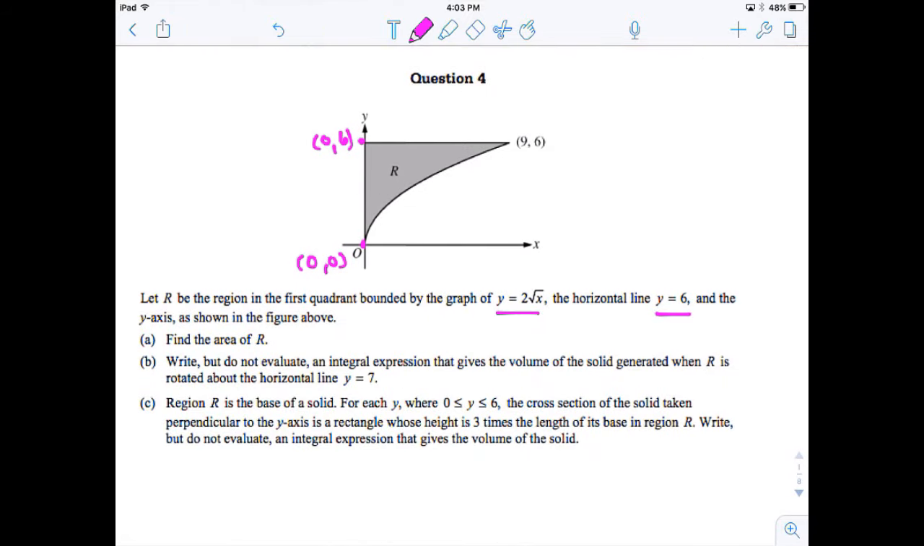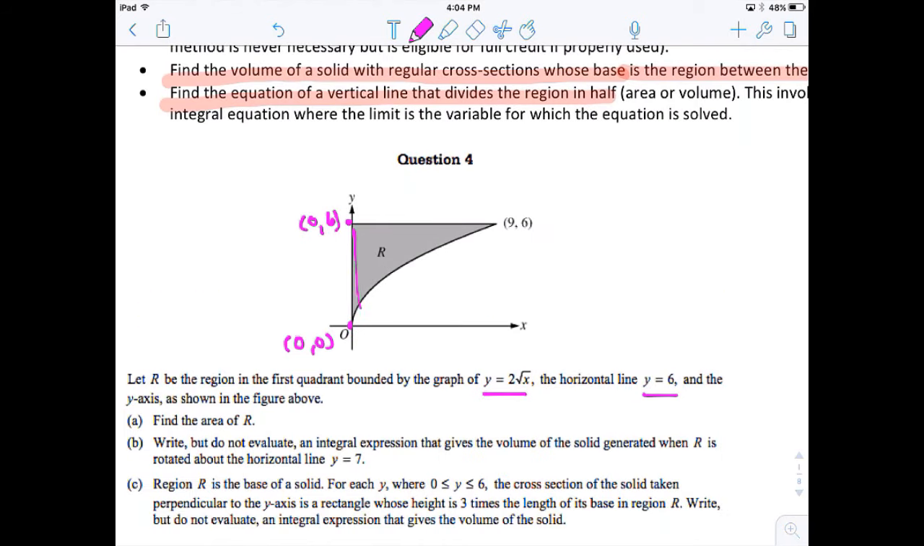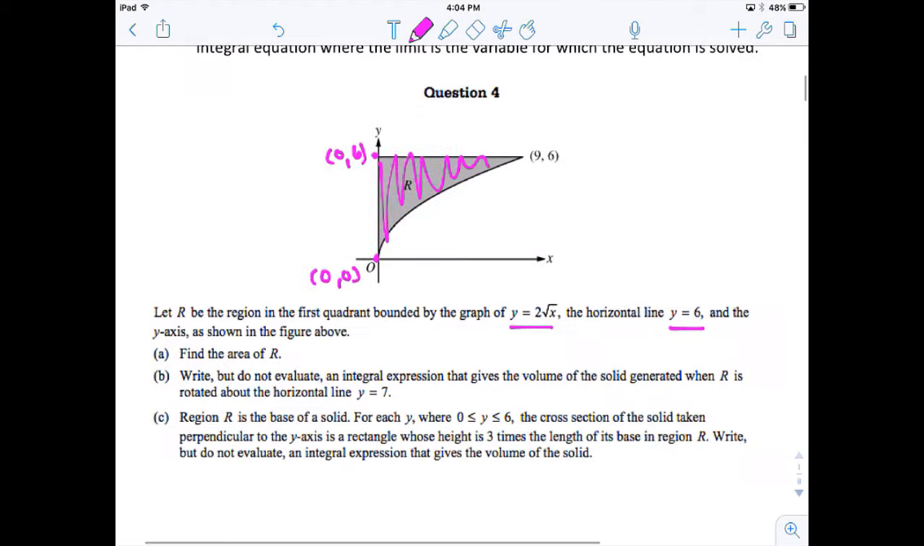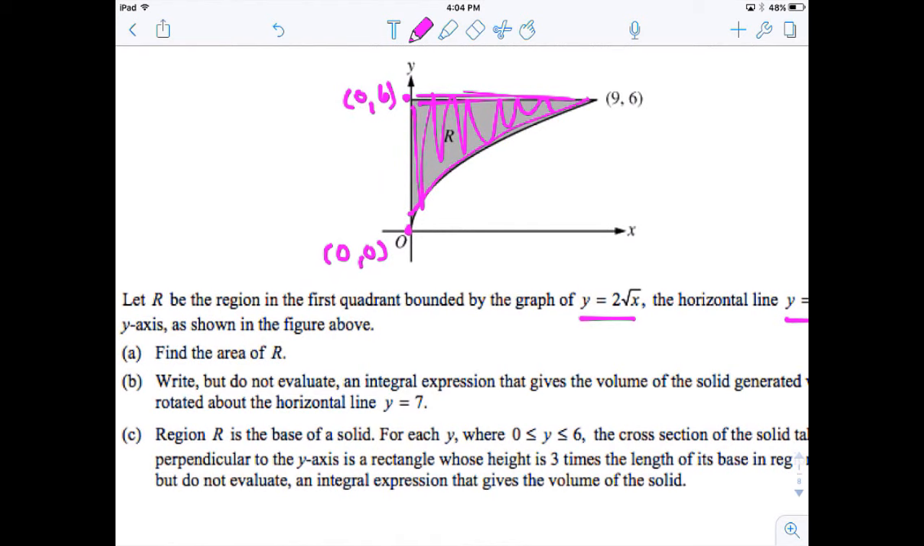And let's see what we need to know. So first thing is find the area of R. So I'm looking for this area in here. Remember that area is going to be the integral between your bounds of the top function minus the bottom function, or right minus left if you're going with respect to the y-axis. And so this is going to be the integral from 0 to 9 of 2 radical x, or I'm sorry, that's not the top. The top is 6 minus 2 radical x. And so that would be my area.